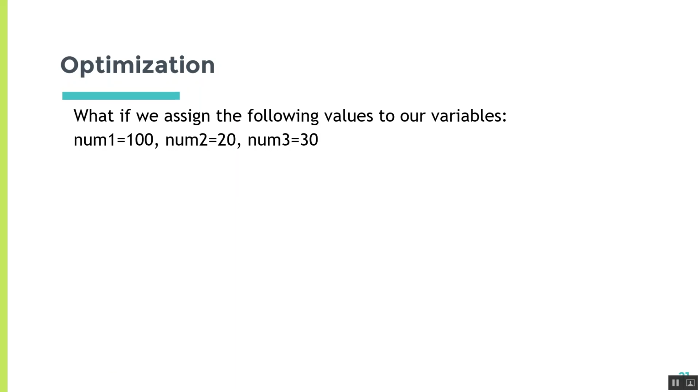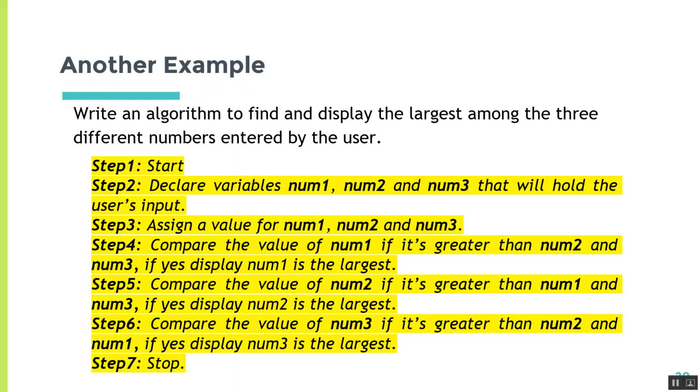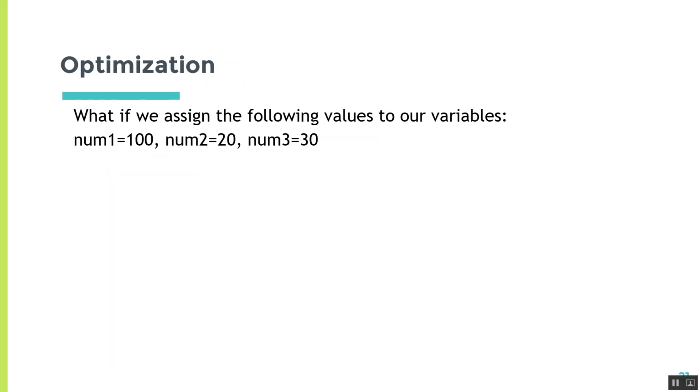Okay, class. So it seems like our solution to that previous problem solves this set of inputs. For some certain inputs, it's actually fast. However, what if we have these three values? Let's say num1 is 100, num2 is 20, num3 is 30.